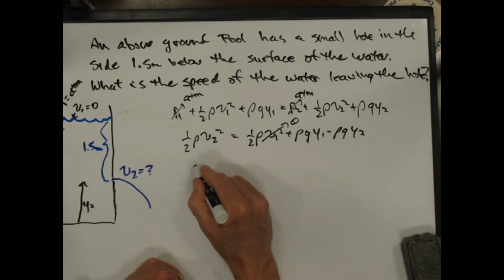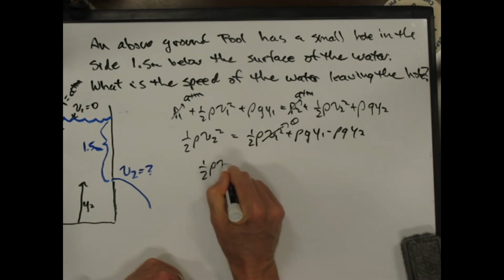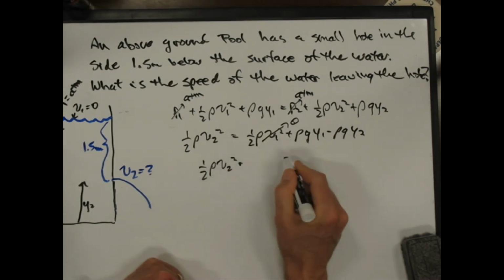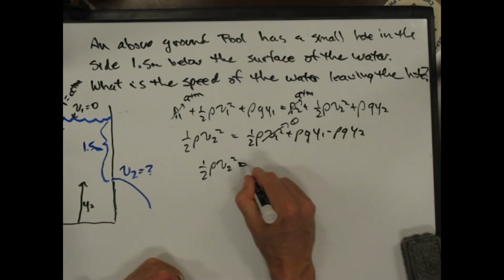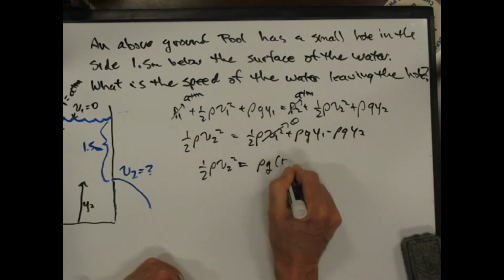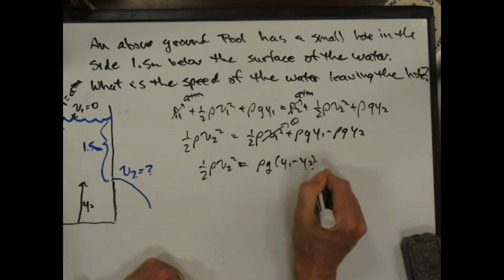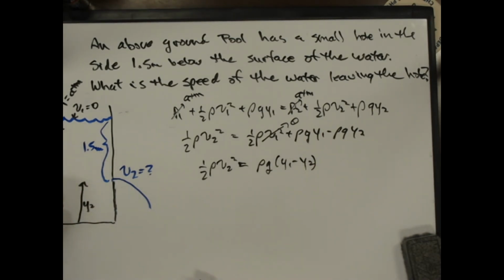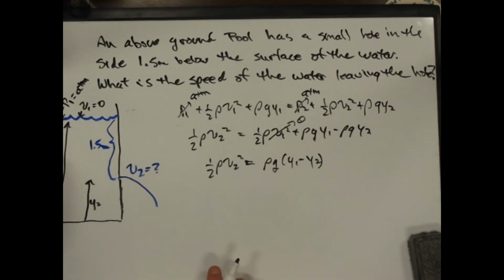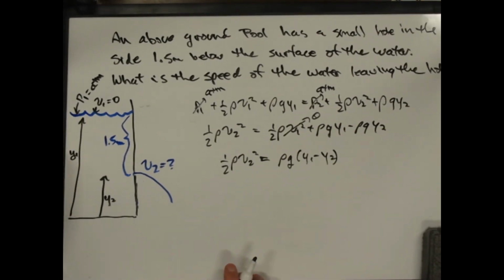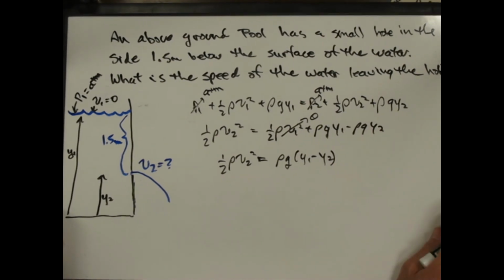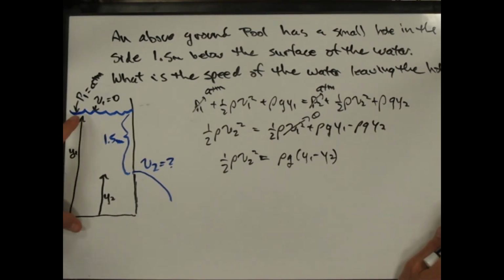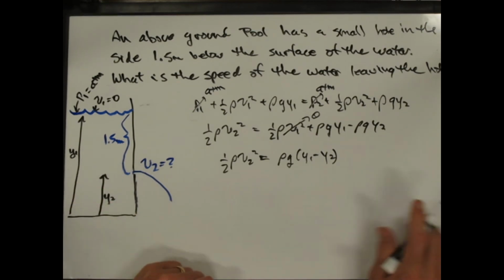And so this gives me 1/2 rho V2 squared is equal to, and so this just becomes rho g times y1 minus y2. You can see it doesn't matter where we measure from, because it's just y1 minus y2. It's the height difference between these two. And hopefully you would expect that that would be what determines the speed. I may have taken up too much space. All right, anyway, that's my y1 and that's my y2, right?